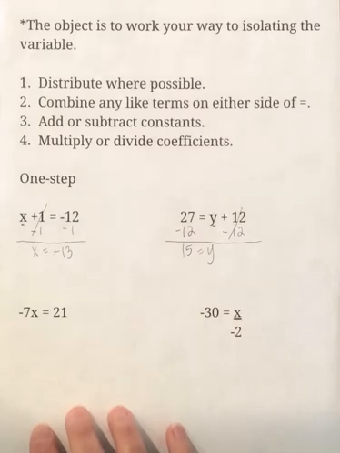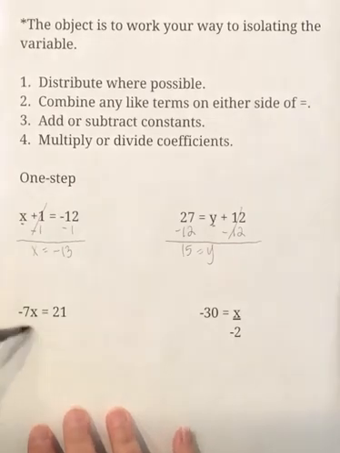Still no distribution, no opportunities for combining like terms. There's also no constants, so I'm not going to be doing any adding or subtracting in these. But right here, if this is my variable, this number that is with it is called the coefficient, and I don't want that to be there anymore because I want x to be all by itself.